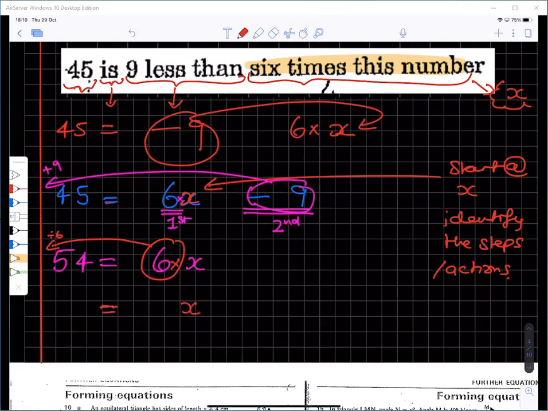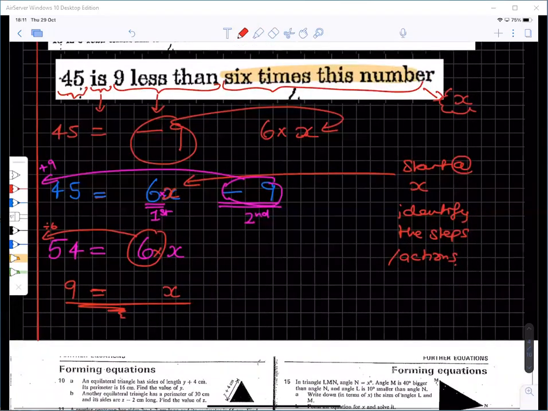So, what's 54 divided by 6? 9. Okay, lovely. That's the end of our second question, and the answer's done.